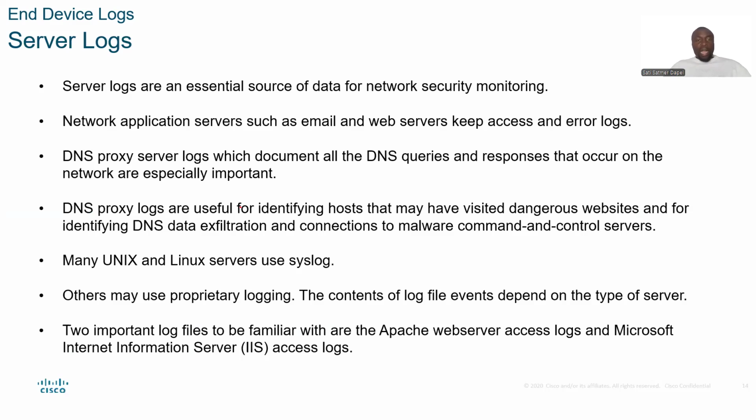The server logs are essential sources of data for network security monitoring. Network application servers such as email and web servers keep access error logs. DNS proxy server logs, which document all the DNS queries and responses that occur in the network, are especially important. So DNS proxy logs are useful for identifying hosts that may have visited dangerous websites, for identifying DNS exfiltration, and connections to malware command and control servers.